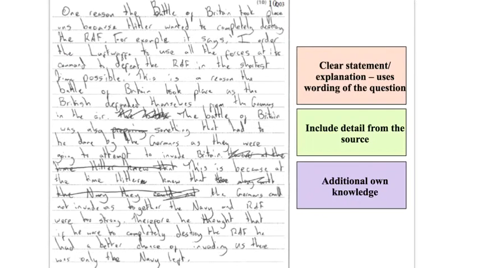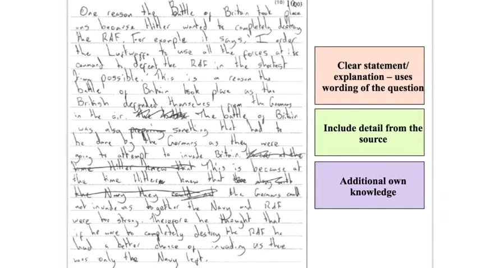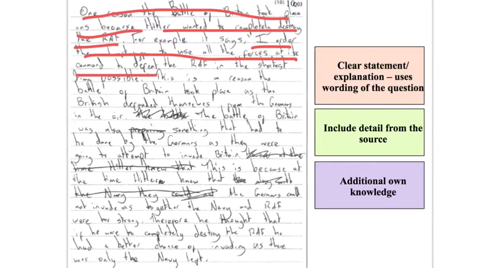If you take a look at a model answer from last year, this answer got 10 out of 10 in the exam. One reason the Battle of Britain took place. So very clear focus on the question there, because Hitler wanted to completely destroy the RAF, picking out a reason. For example, it says, I order the Luftwaffe to use all the forces at their command to defeat the RAF in the shortest time possible.